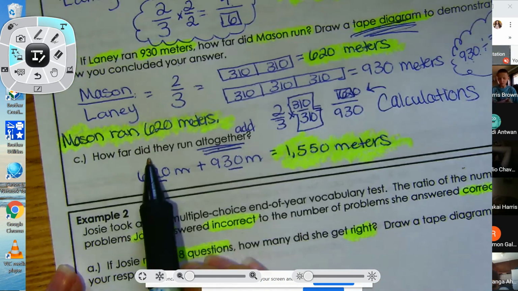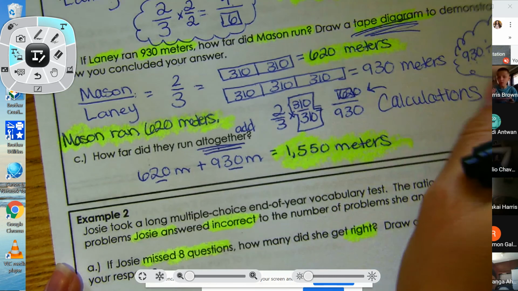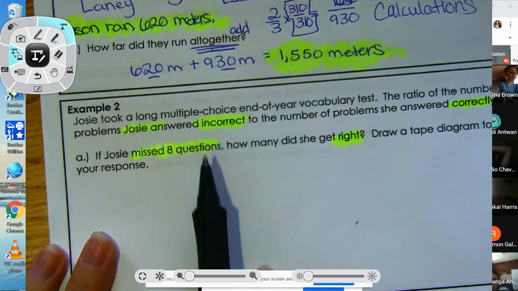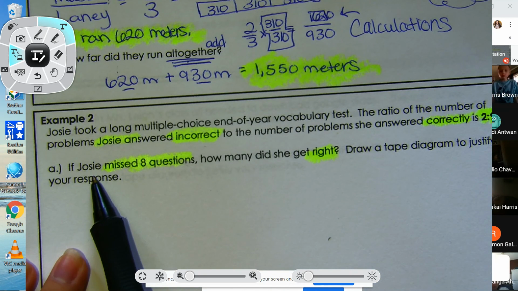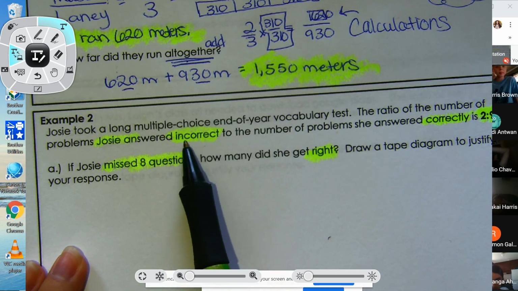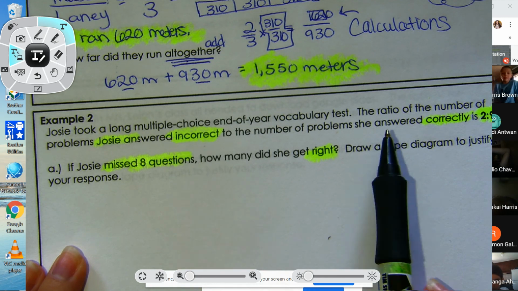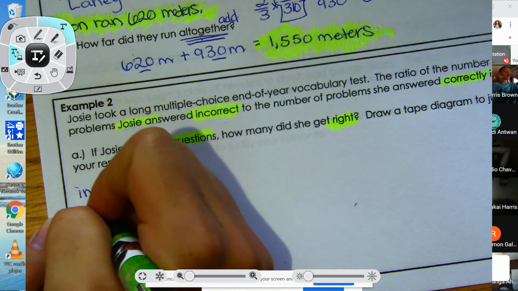So remember, the first thing we do is we write the label, right? We write down what is being compared. Well, what is being compared? Is Josie being compared to something? No, it's the questions she's getting wrong and right that is being compared. And if we look up here in the story problem, it's incorrect to correct. So that's what we're going to write as our label.